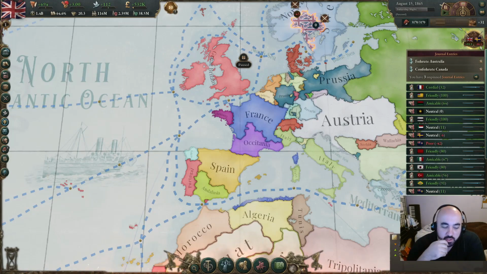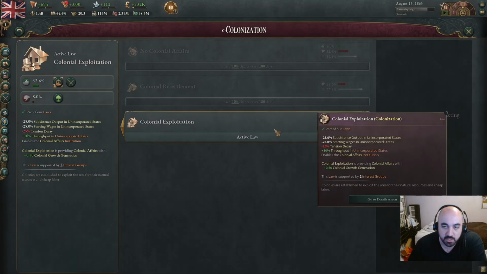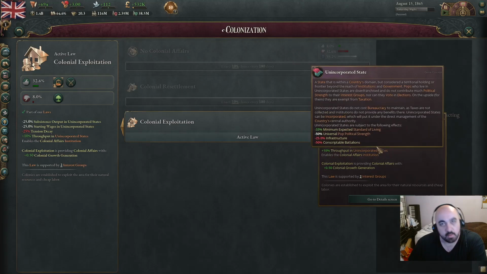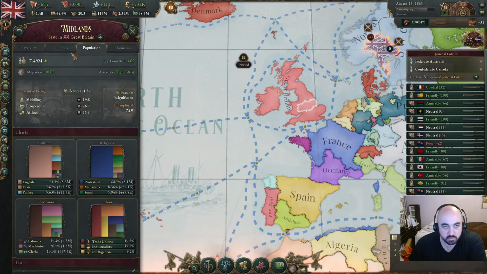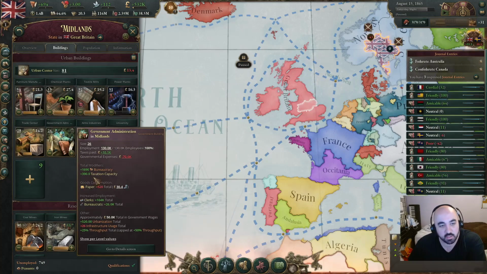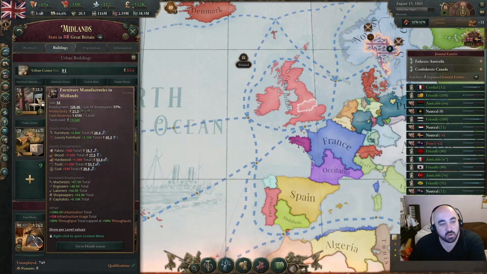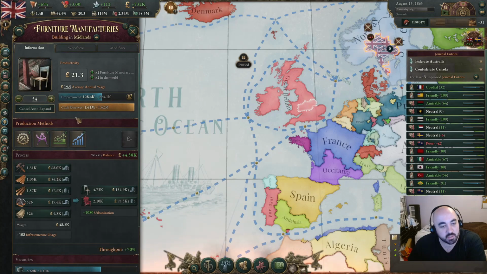I think in an ideal world, you'd do two things. You would have all of your manufacturing in incorporated states, and you would have all of your rural stuff benefiting from your colonial exploitation 10% throughput bonus. And so, just allow me to repeat this. All of your finished goods, i.e. all of your urban buildings, your manufactories, I think you want in incorporated states. The reason for this is these will pull enormous populations, and they are your more efficient buildings in terms of their PMs in making money.